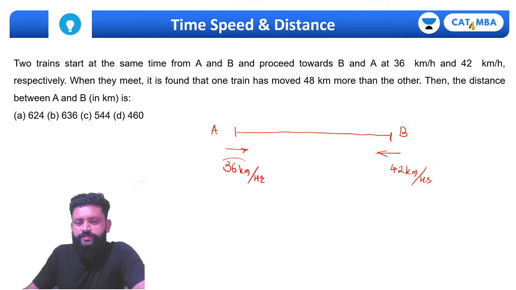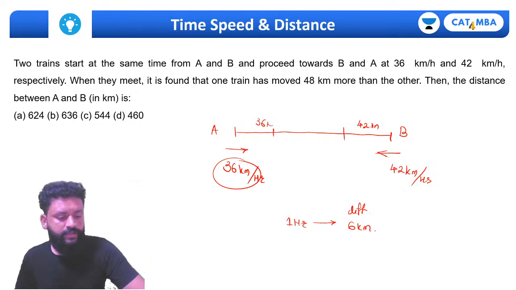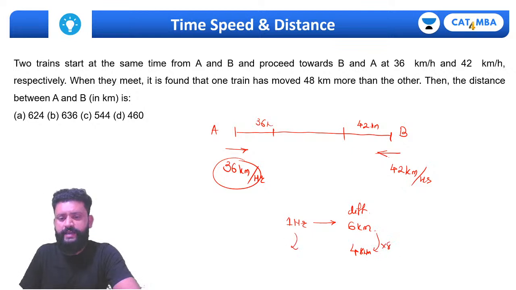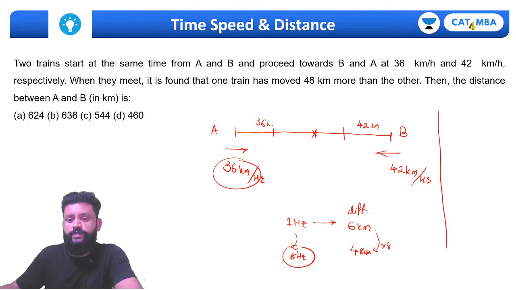So simple logic is, if this train covers 36 km, the other will travel 42 km, and the difference will be 6. So in 1 hour, the difference between the distance traveled is 6 km, and we are given the difference between the distances as 48 km. To get this difference, it has to be 8 times, so it will take 8 hours to meet. So whenever they meet, it is 8 hours, and we are supposed to calculate the distance.